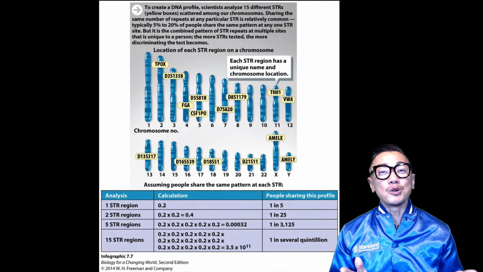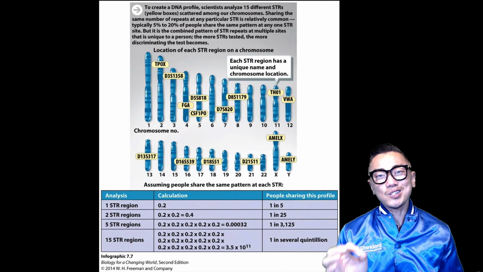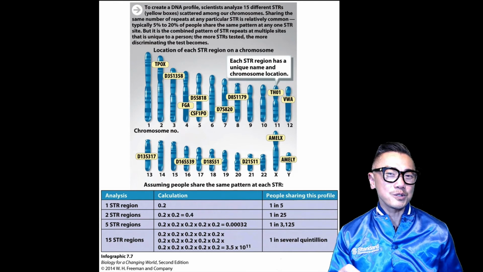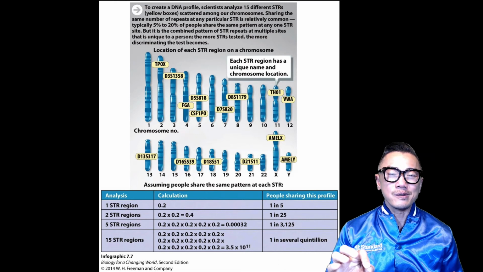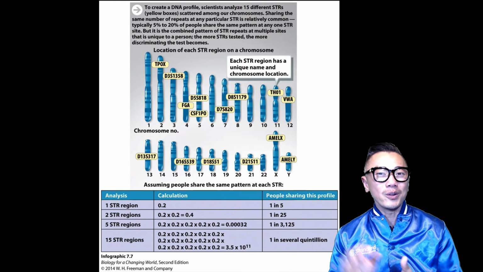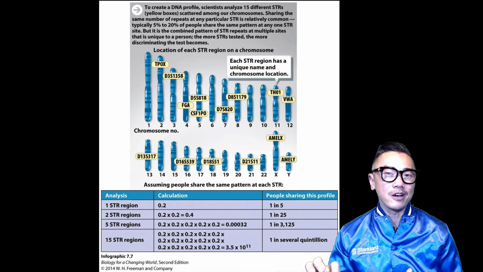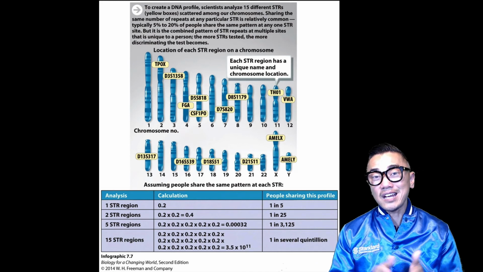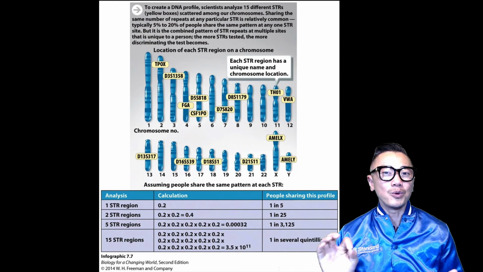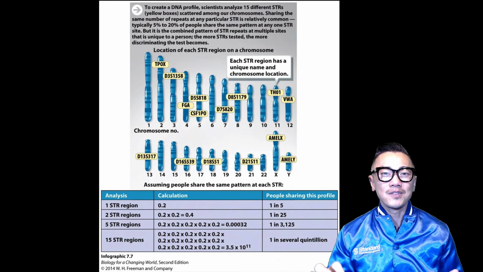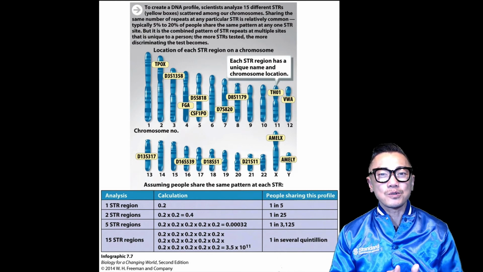This diagram shows the location of different STR regions on different human chromosomes. It also shows that if you use one STR region, then 1 in 5 people will have the same DNA profile. If you use 15 STR regions, then 1 in several quintillion people will have the same DNA profile. That's 18 zeros.